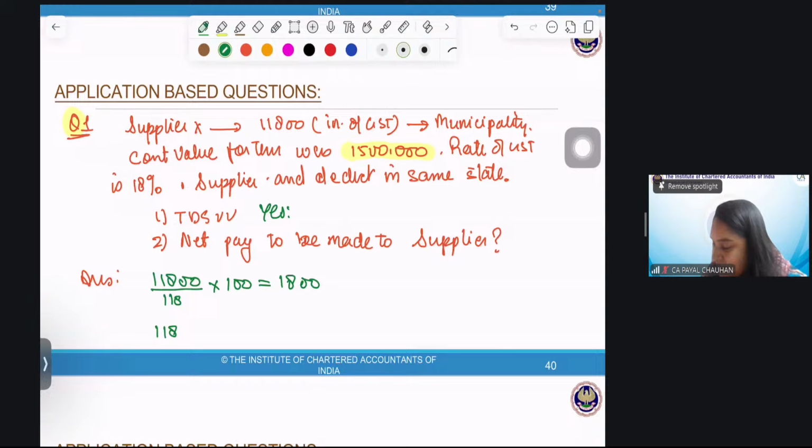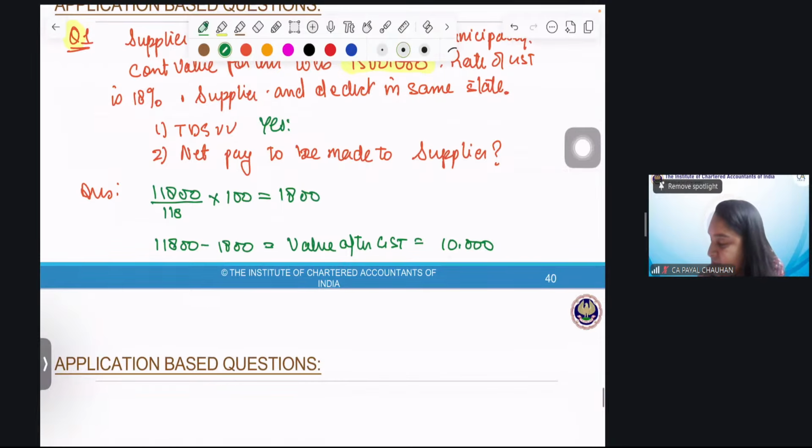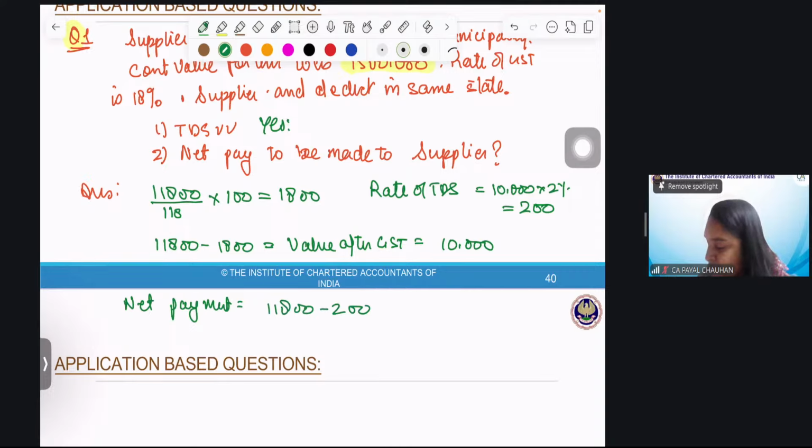So this is the value after GST. And how much is the value? Very good, 10,000. Now, next question. Rate of TDS. I need my class to be attentive. What is the value? 2%, I need to deduct TDS. Yes, perfect. So, what is the net payment? Net payment will be 11,800 minus 200. It will be 11,600. Everyone, did you get it? I asked you this in the first session only, so you people know the answer.